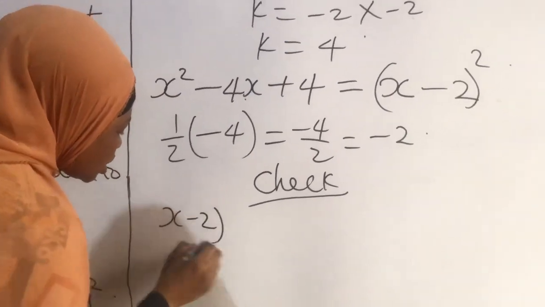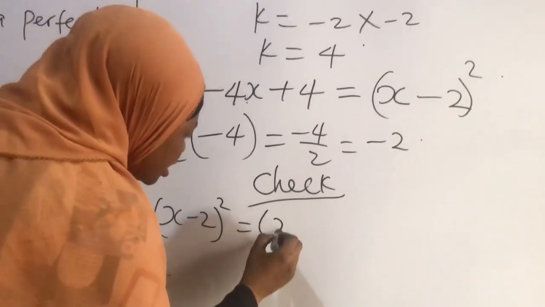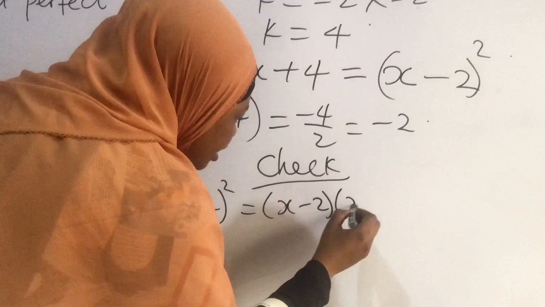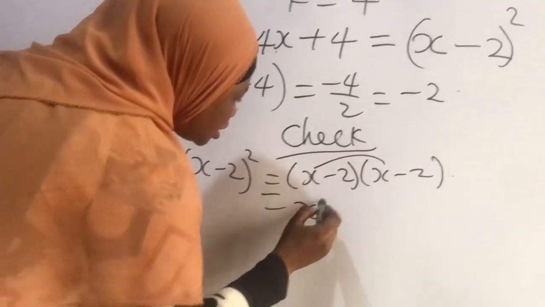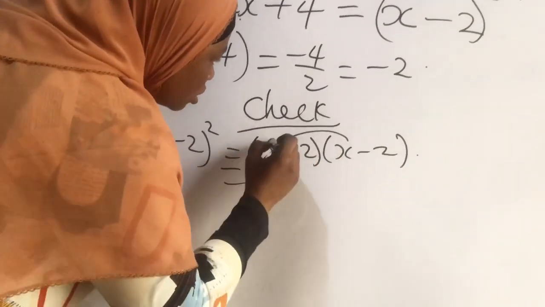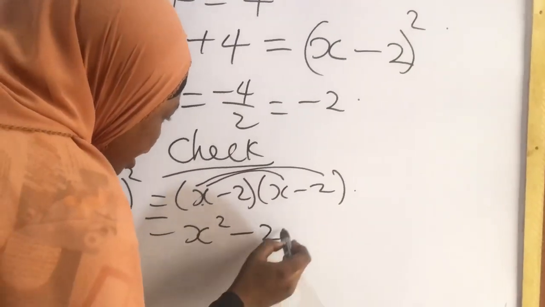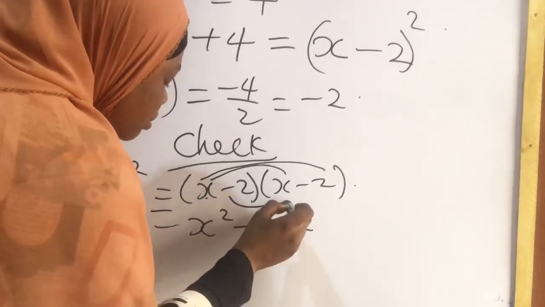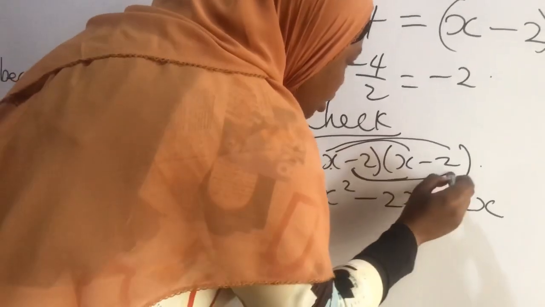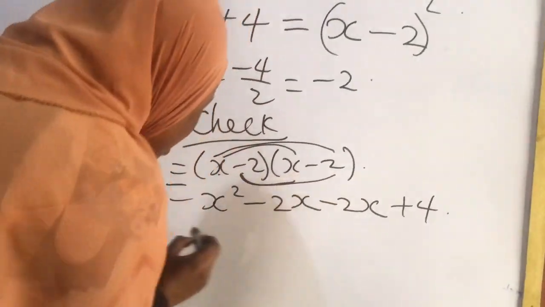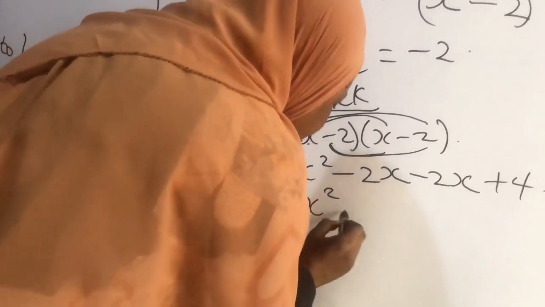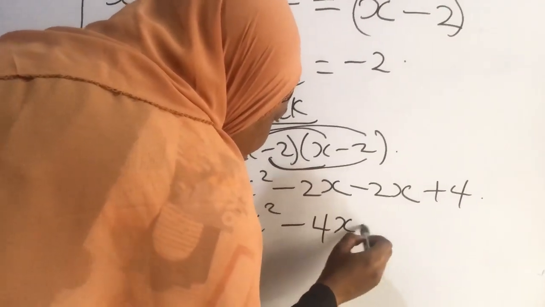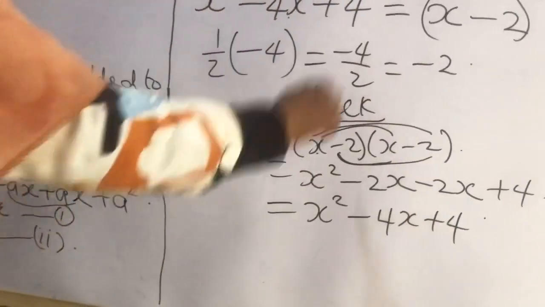x minus 2 squared is equal to x minus 2 multiplied by x minus 2. So x multiplied by x gives x squared. x multiplied by minus 2 gives minus 2x. Minus 2 multiplied by x gives minus 2x. Minus 2 multiplied by minus 2 gives plus 4. So we are left with x squared minus 2x minus 2x gives minus 4x, then plus 4. You can see that is how to do it.